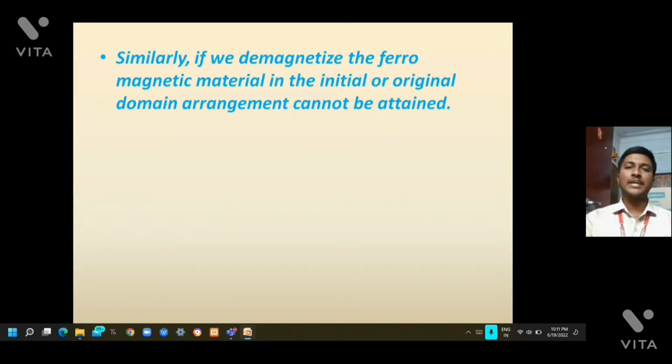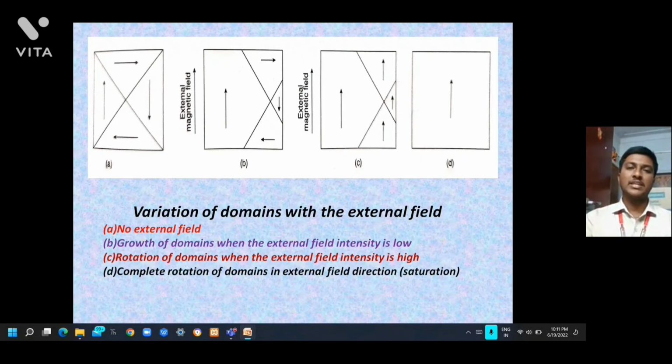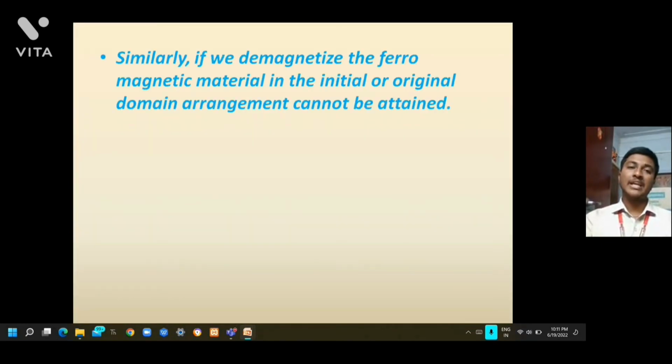Similarly, if we demagnetize the ferromagnetic material, basically we are observing all these variations when we are magnetizing a ferromagnetic material. So we are having 4 cases when we magnetize. If we demagnetize the ferromagnetic material, the initial or original domain arrangement cannot be attained. So if we demagnetize, again, the previous one where external field is not applied, that pattern cannot be attained again. That arrangement of domains cannot be attained.